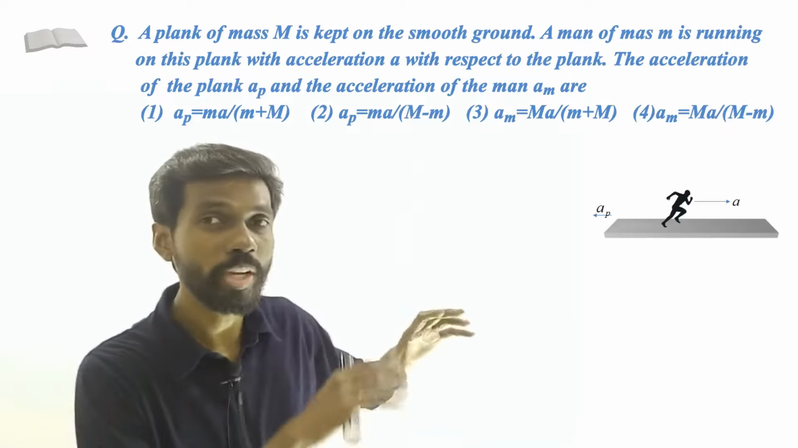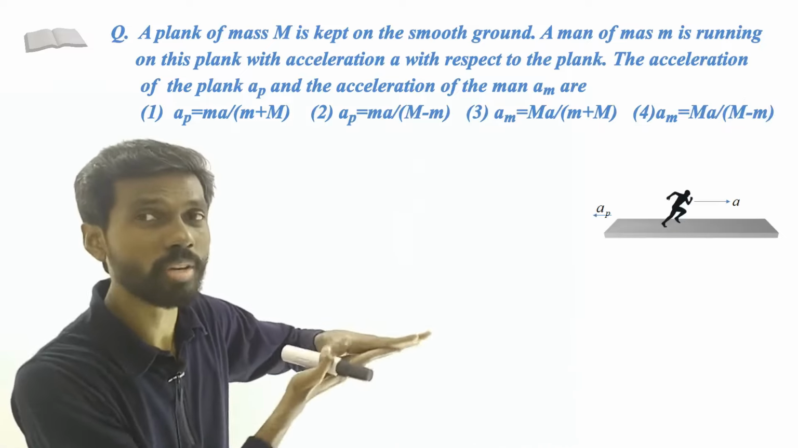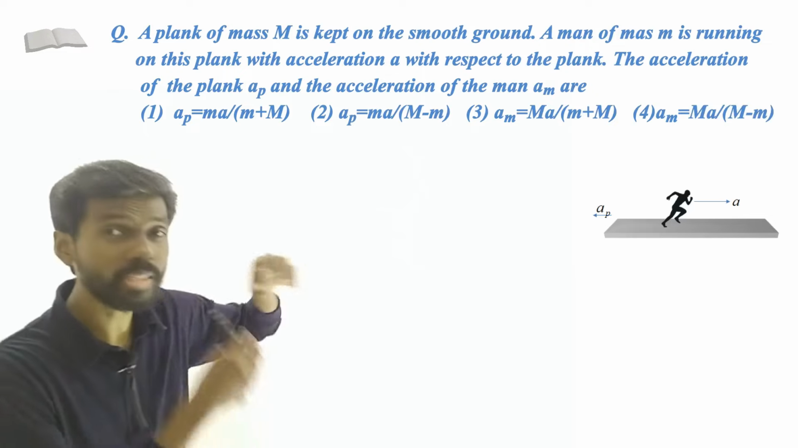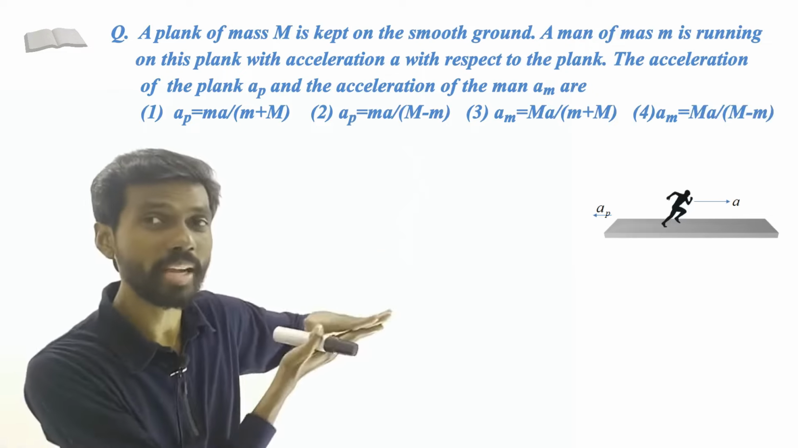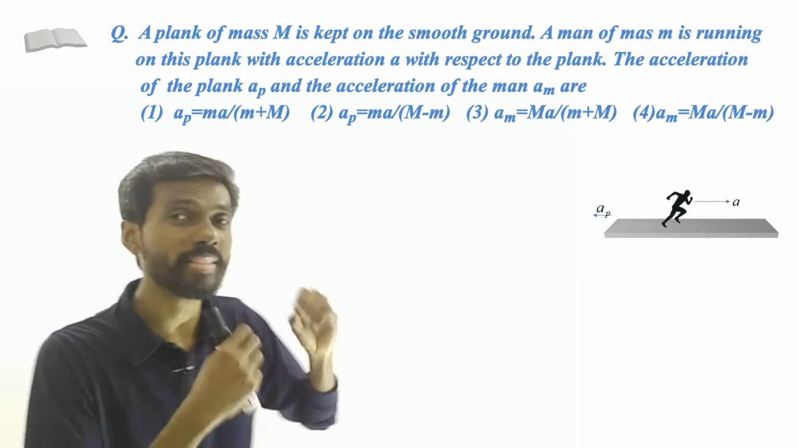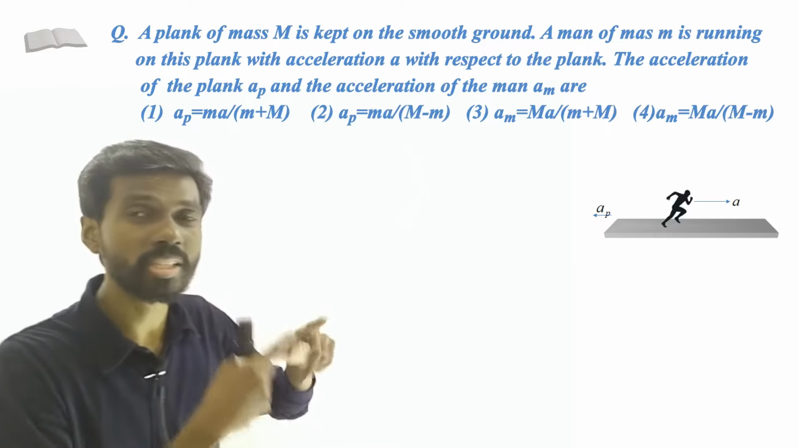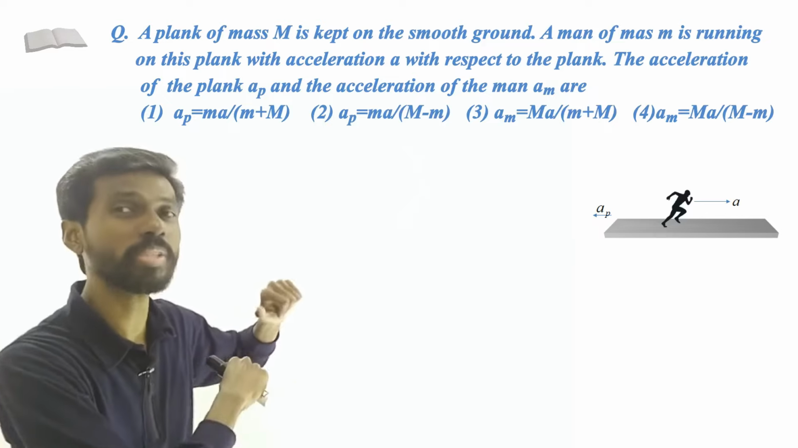Here a man is moving on a plank which is placed on a smooth surface. There is no friction between this plank and the ground. Now there is friction between the man and the plank. So it is the frictional force that is making this man move in the forward direction. Because of the same friction, this plank will move in the opposite direction, right?